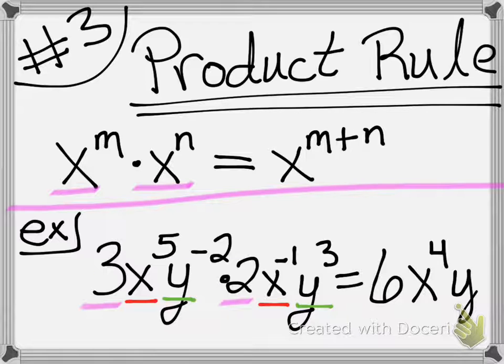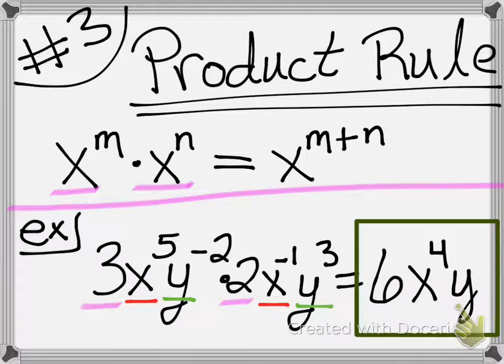Before you're done, make sure that you check your answer before you box it. So everything has to be simplified, meaning the coefficients are simplified as much as they can, and you see every variable only one time, which we do. And as we saw before, we can't have any negative exponents, so that means this is our answer.